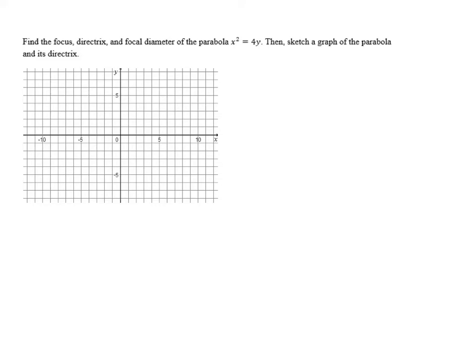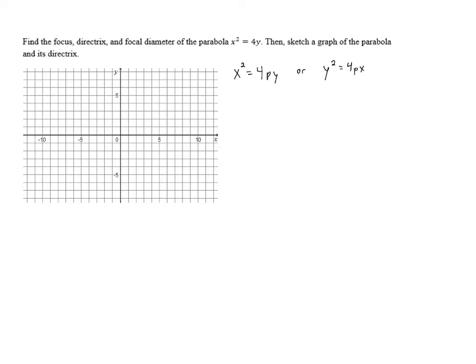Find the focus, directrix, and focal diameter of the parabola x squared equals 4y. Then sketch a graph of the parabola and its directrix. We know that when we're dealing with these parabolas, we either have something in the form x squared equals 4py or y squared equals 4px.